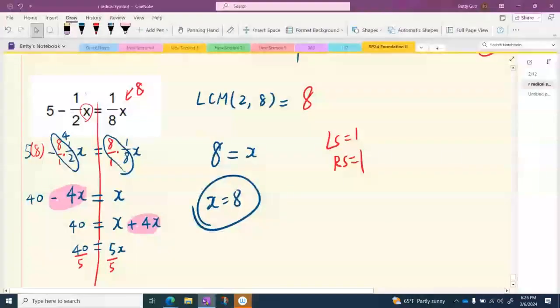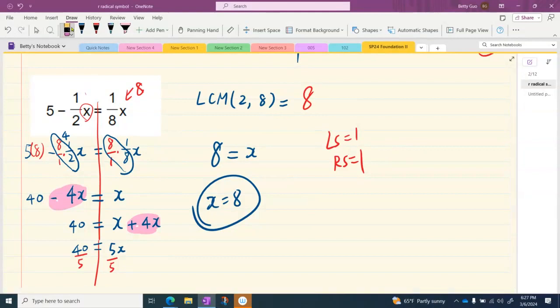So this problem involves fractions, right? One method to deal with this type of equation is to get rid of the denominators at the very beginning. To do that, we identify our denominators. We have 2 and 8 as denominators, right? And then we're going to find the least common multiple. The least common multiple of 2 and 8 is 8, and we are going to use 8 to eliminate the denominators.